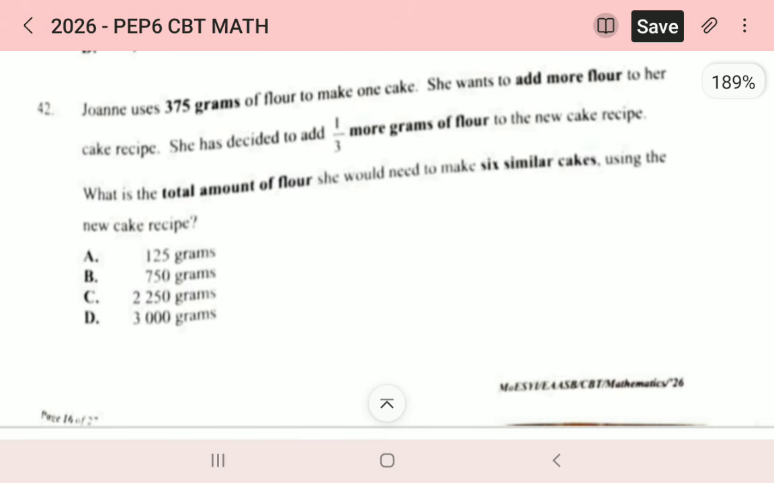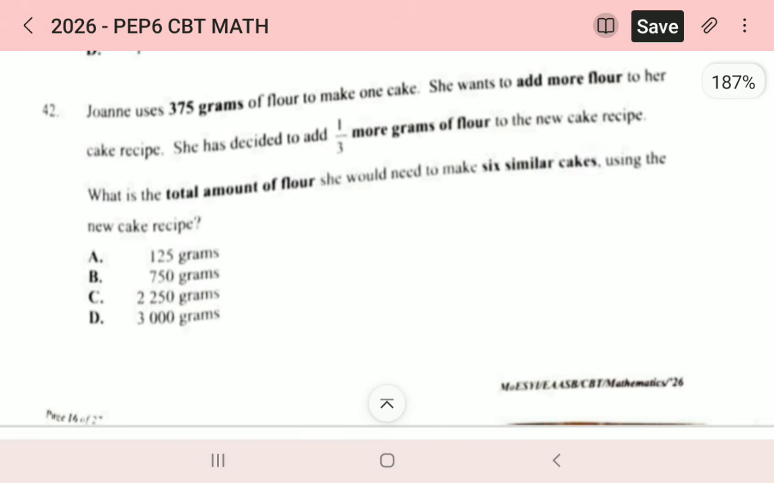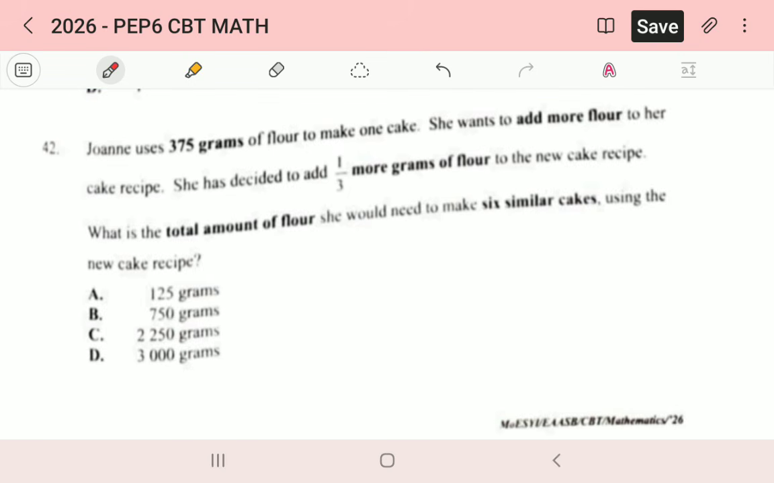All right, using the new cake recipe. So if she used 375 for 1 and she wants to add another 1/3 more to it before she wants to make 4 more cakes. All right, so 375 is for 1. So what is 1/3 of 375? She used 375 grams of flour to make 1 cake. So 1 is equal to 375.